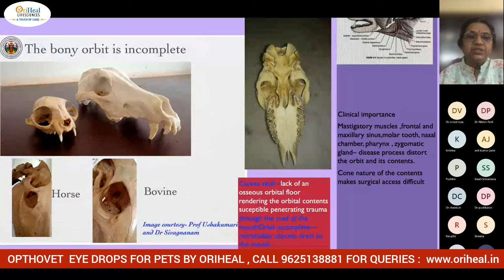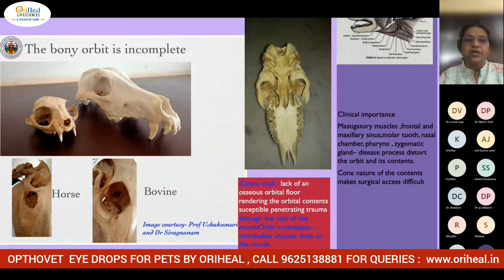The supporting structures we have also covered. Under this, the orbit, when we were talking about the proptosis of the eyeball: the bony orbit is incomplete, and in life it is completed by the orbital ligament. Also the orbital floor has no osseous or bony part. This renders the orbital contents susceptible to trauma from the oral cavity. If any penetrating bone piece comes from the roof of the oral cavity, it can enter the orbit, because there is no bony orbit in this area. You should keep that in mind when you work on foreign bodies or adnexal pathologies in the eye.